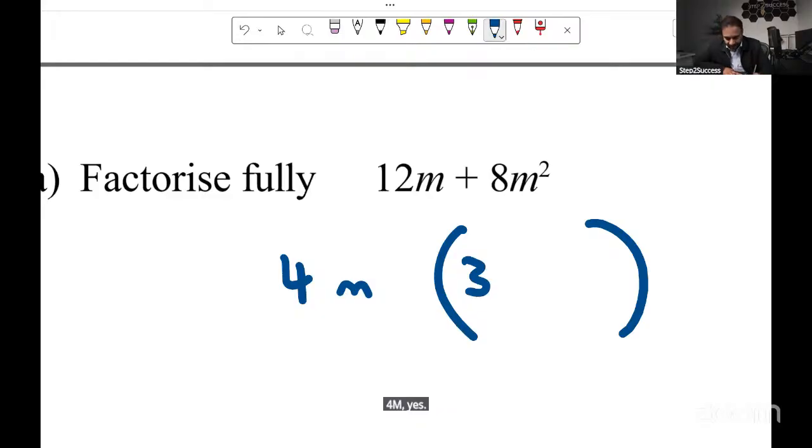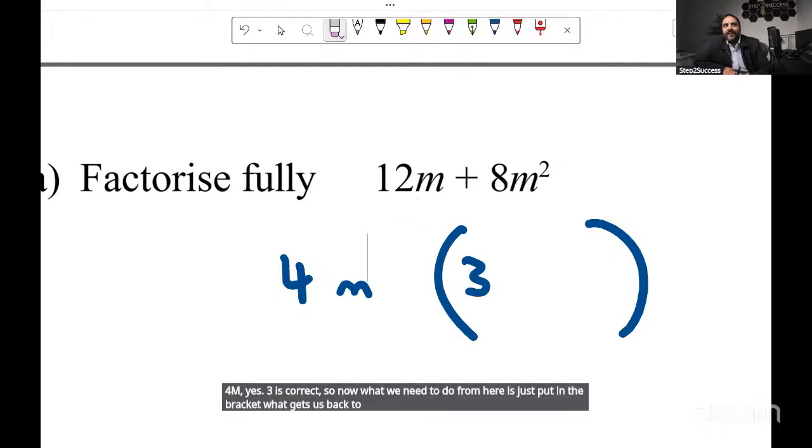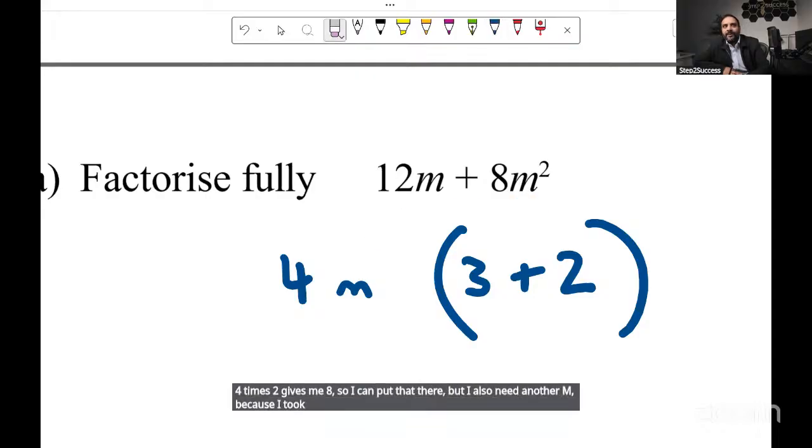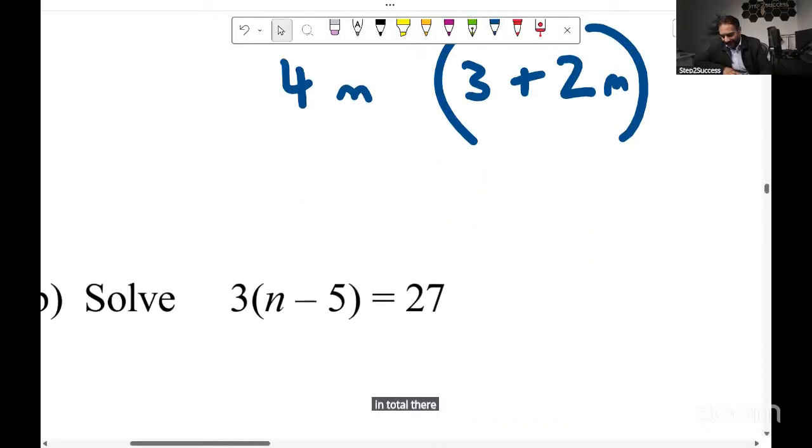3 is correct. So now what we need to do from here is just put in the brackets what gets us back to here. 4M times 3 is 12M, so that gets you back to there. And then for the 8, 4 times 2 gives me 8, so I can put that there. But I also need another M, because I took one of them out, but there's 2 of them in total there. So that becomes the answer to that.